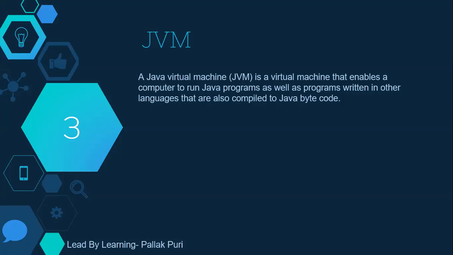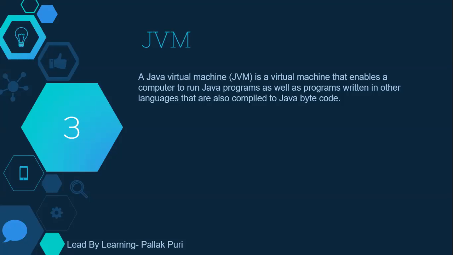JVM is a virtual machine that enables a computer to run Java programs as well as programs written in other languages that are also compiled to the Java bytecode. So what is this Java bytecode? We'll discuss these things while doing the architecture of the JVM. So for this time being, this is the definition of the JVM. Now, suppose if I have written 10 lines of code, right? So what does JVM do? JVM reads first line and executes the first line, JVM then reads the second line and executes the second line.